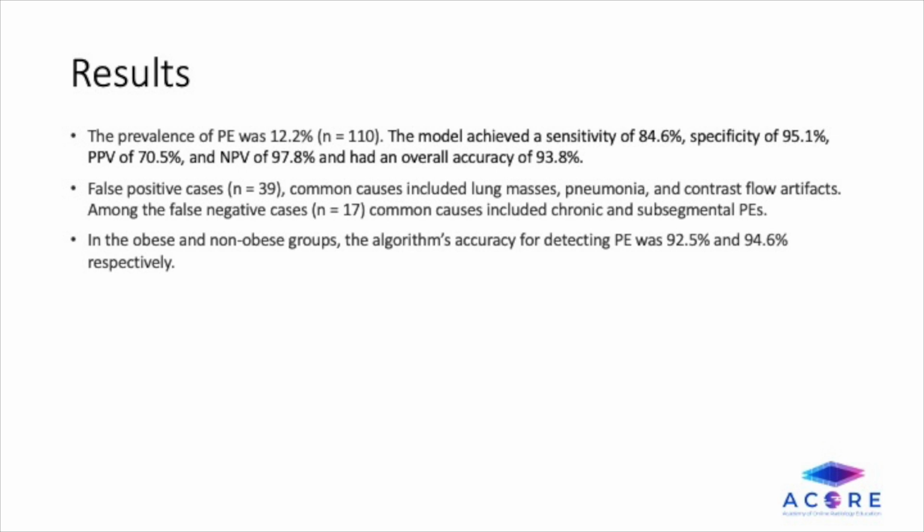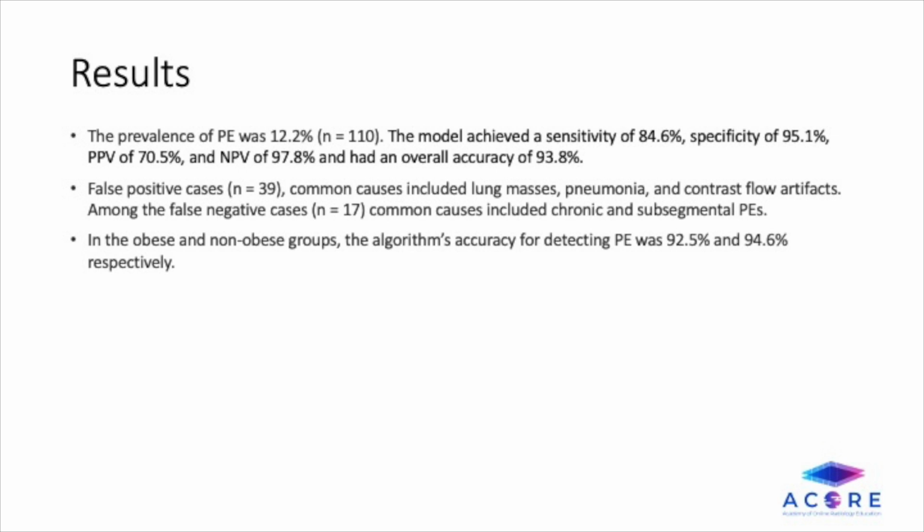Results showed the prevalence of PE was 12.2%. The model achieved a sensitivity of 84.6%, specificity of 95.1%, positive predictive value of 70.5%, and negative predictive value of 97.8%, and had an overall accuracy of 93.8%. Among the false positive cases, common sources of error included lung masses, pneumonia, and contrast flow artifacts. Among the false negative cases, causes included chronic and subsegmental PEs.